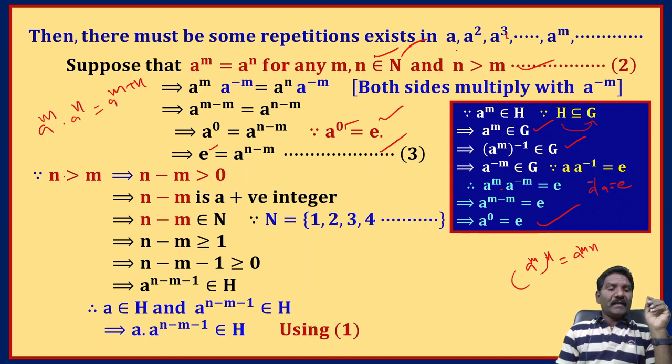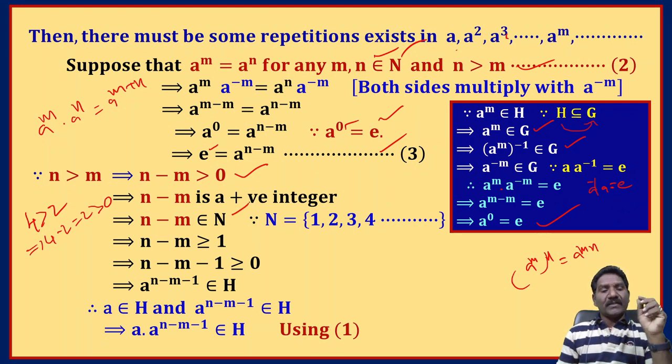Since n is greater than m, and m and n are natural numbers. Suppose 4 is greater than 2. 4 greater than 2 gives 4 minus 2 equal to 2, also greater than 0. So n minus m is also greater than 0, a positive number. So n minus m belongs to N. So if m and n are natural numbers, n minus m is also a natural number. So n minus m belongs to N.